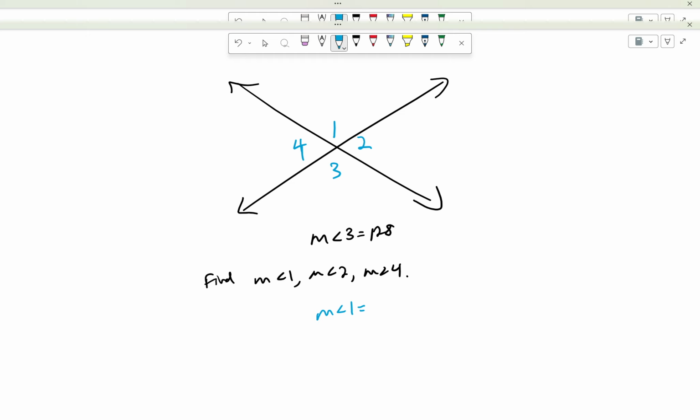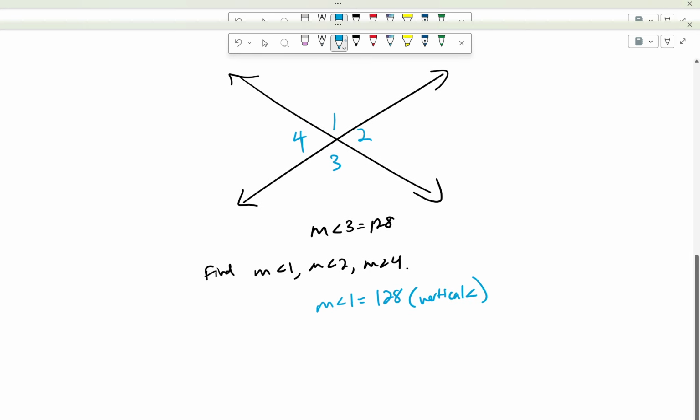Measure of angle 1 is going to be equal to the measure of angle 3, which is 128 degrees. And this is because these are vertical angles, right? This relationship. They are the two non-adjacent angles which we know are formed off of two intersecting lines, and these have a relationship of congruence. So we know they're the same.